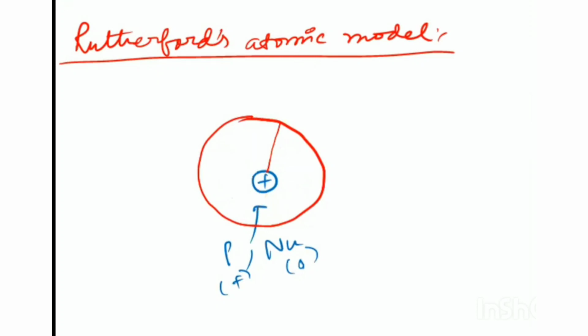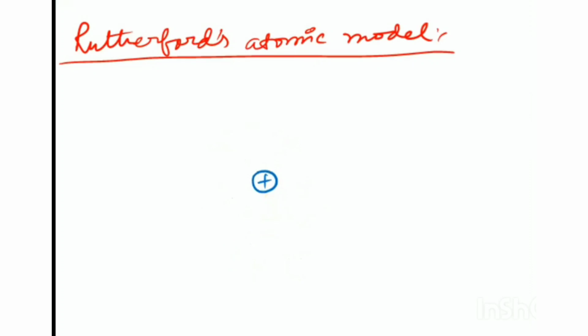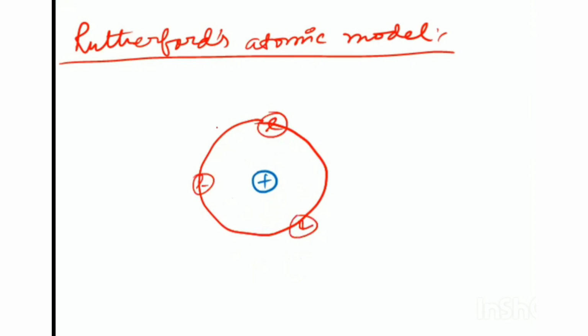So he also said that surrounding this nucleus, electrons revolve in a circular way. Now, this electron has some centrifugal force because it is revolving in a circular way, but it is balanced by the electrostatic force of the nucleus.